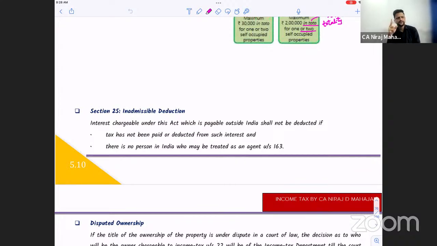What are the conditions? Property is self-occupied. The loan is taken for construction or acquisition only. Loan is taken on or after 1st April 1999. The construction or acquisition is completed within 5 years from the end of the financial year in which the loan was borrowed, and a certificate is given by the lender. Only if all these conditions are satisfied is your ceiling limit 2 lakh rupees. Otherwise, the ceiling limit becomes 30,000. But whatever said and done, overall, in totality, your 24(b) interest deduction cannot be more than 2 lakh rupees. Is this clear?